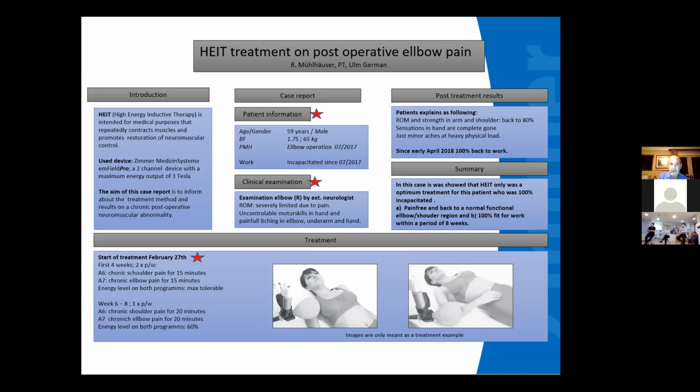He received, for the first 4 weeks, twice a week treatment. In that twice a week treatment, he got 15 minutes to the shoulder and 15 minutes to the elbow. So a 30-minute treatment. Energy level was maximum he could tolerate. That's a lot, okay?